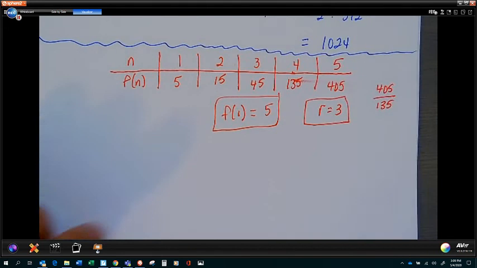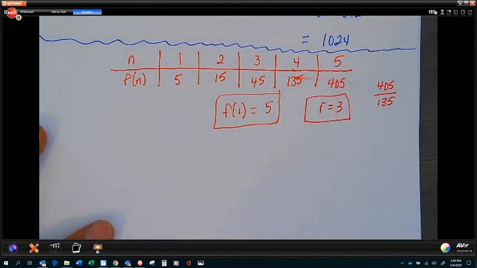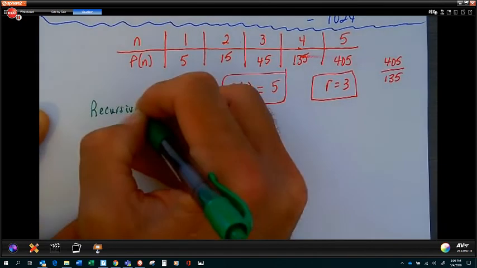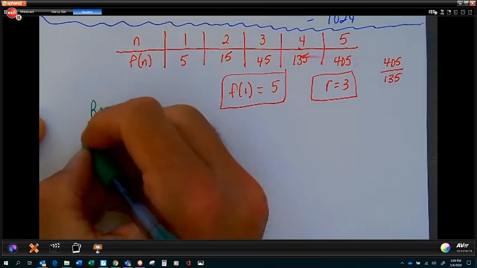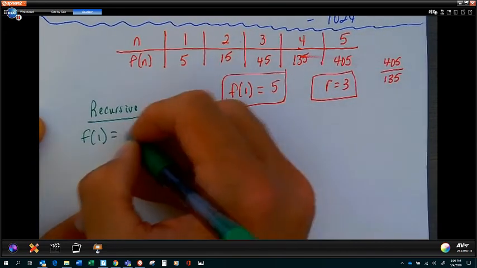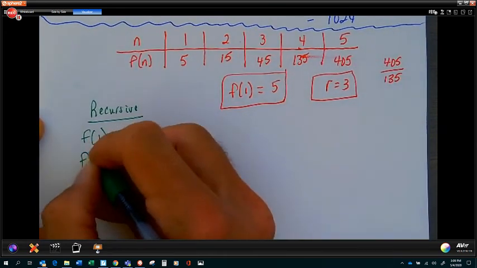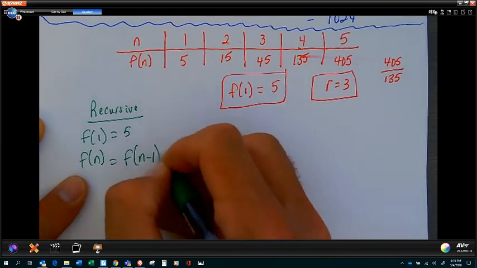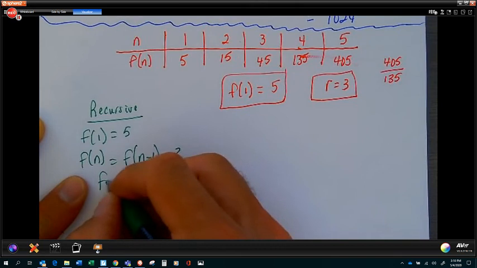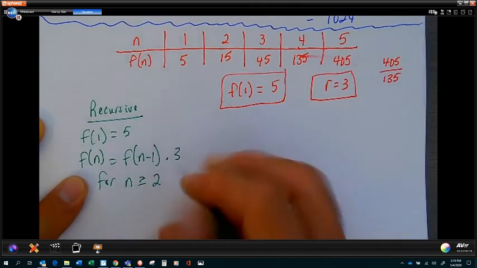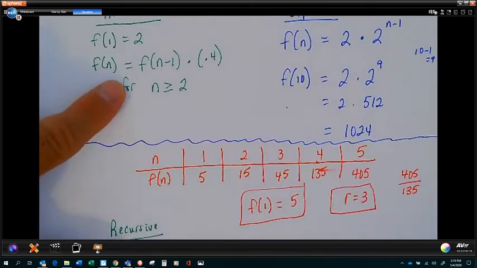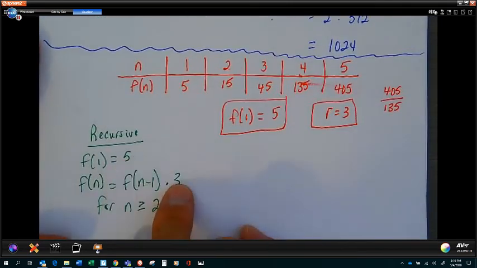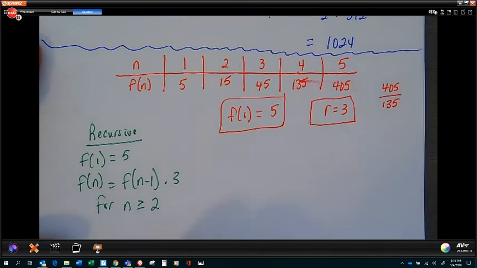Once I have those, now I can write my formulas. And again, I'm going to write my recursive formula over here. My recursive formula, I just repeat. The f of 1 is equal to 5. Then I write the same thing all over. The next term is equal to the previous term times 3, for n greater than or equal to 2. And again, everything looks the same except for that number and that number. The recursive formula looks exactly alike.